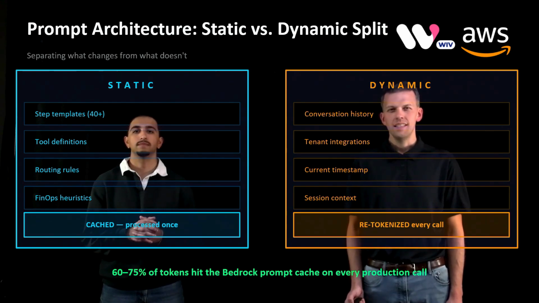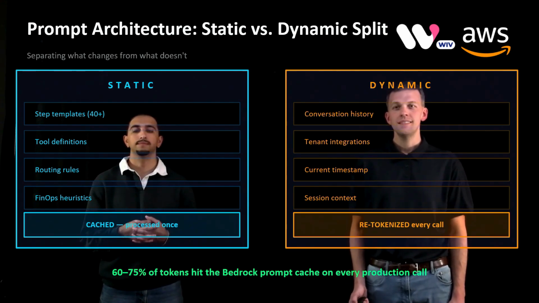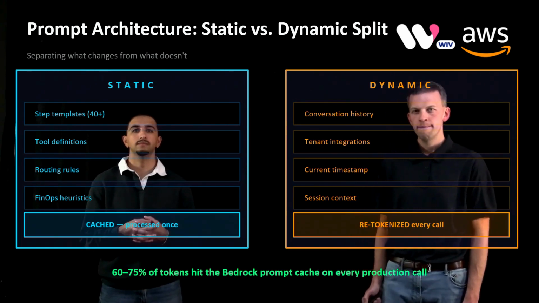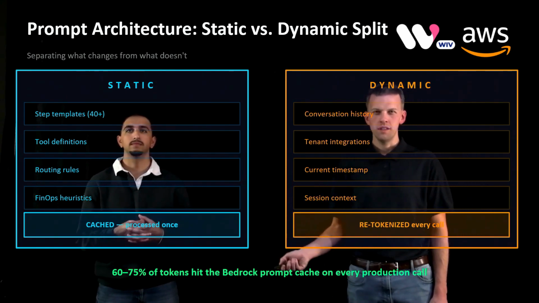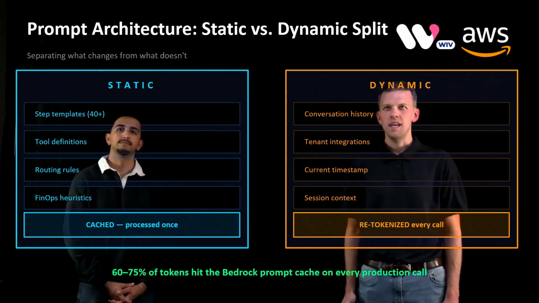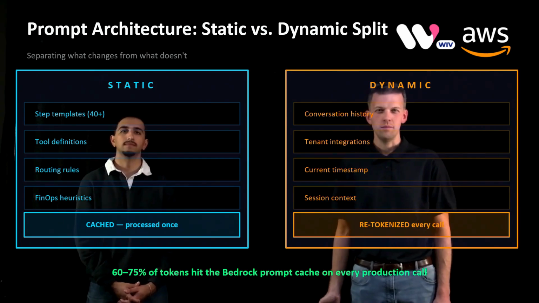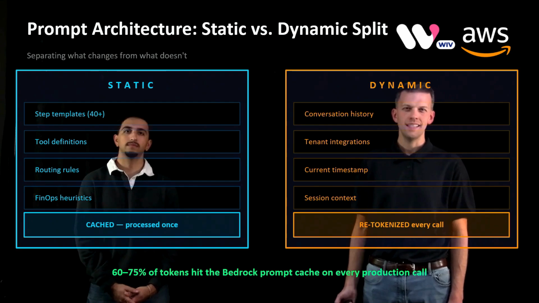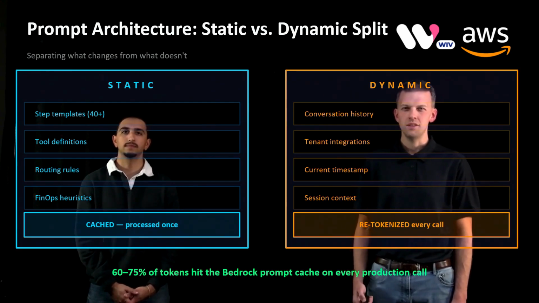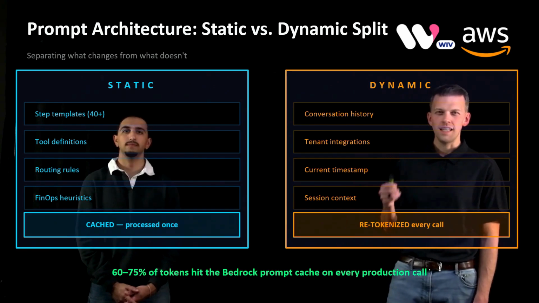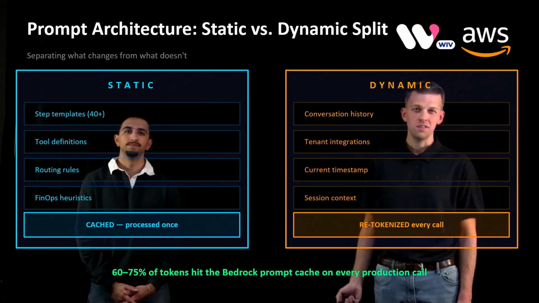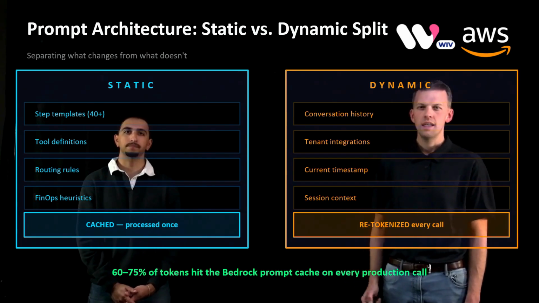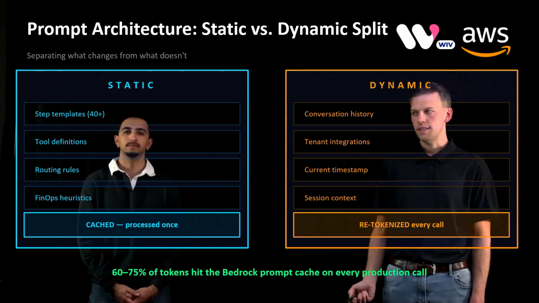The key insight is that most of this system prompt is static, so it stays the same. On the left, you'll see our static portion of the system prompt. Things like step templates. We have over 40 step templates, tool definitions, routing rules, and FinOps best practices that stay consistent across users and sessions. And on the right, there's the dynamic portion. Things like conversation history, tenant-specific integrations, the current timestamp, and the session context.